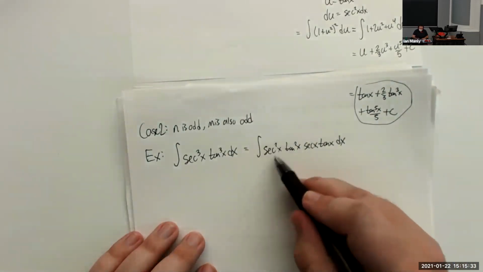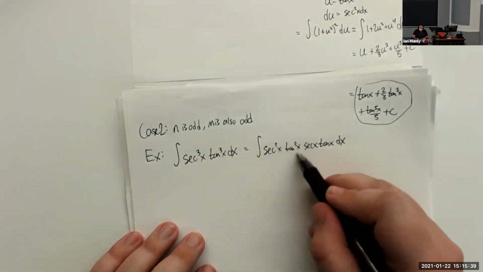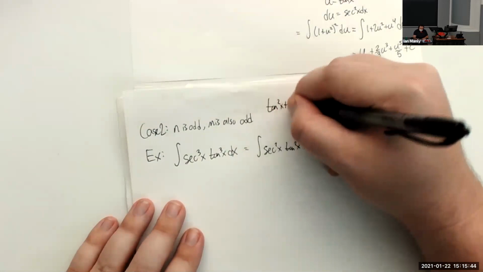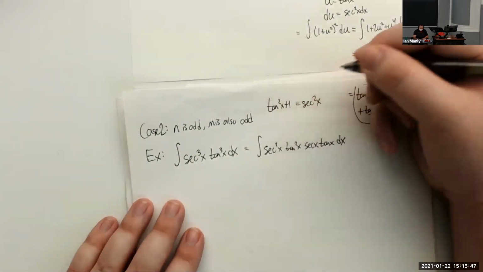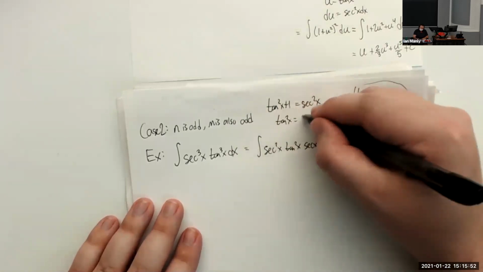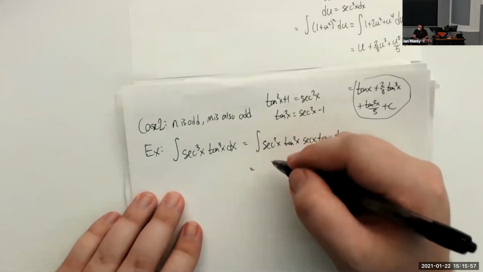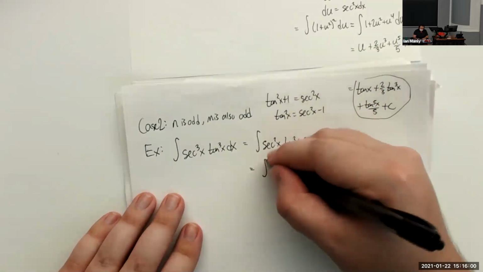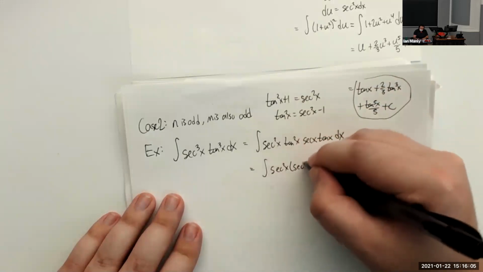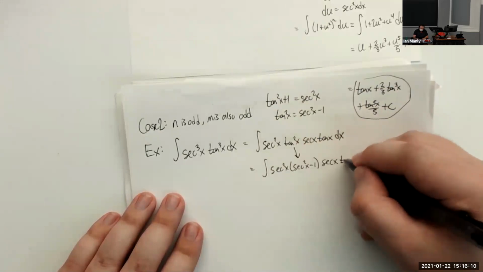So it's okay if these are secant squareds, that's totally fine. We do want this to turn into secants, so we could do that u substitution. All right, so remember, tangent squared of x plus 1 is secant squared. So we could simply subtract 1 and have the tangent squared is secant squared minus 1. All right, so let's turn everything except for this into tangents, or sorry, secants. All right. We still have this at the end.